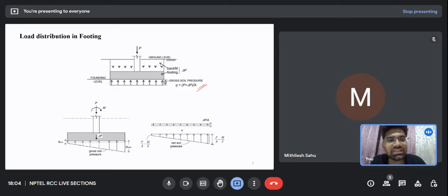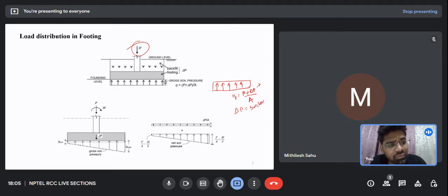When we assume this gross soil pressure to be a constant, uniformly distributed load, we can simply formulate it as P plus delta P by A. Why? Because P is the load coming onto the column, due to the superstructure. Now we are adding to this load some additional load, delta P, which considers the surcharge load.